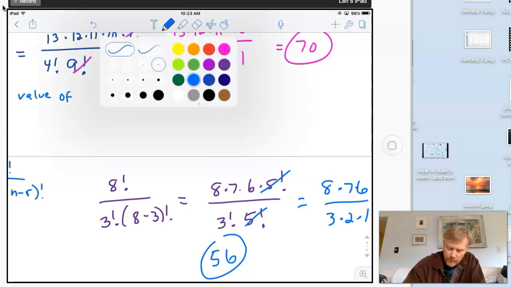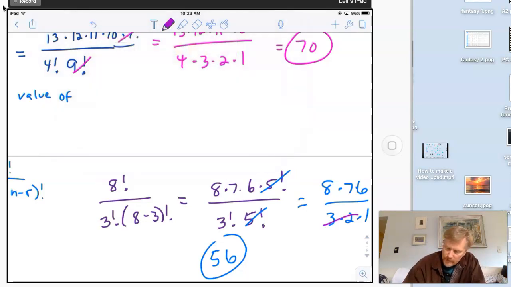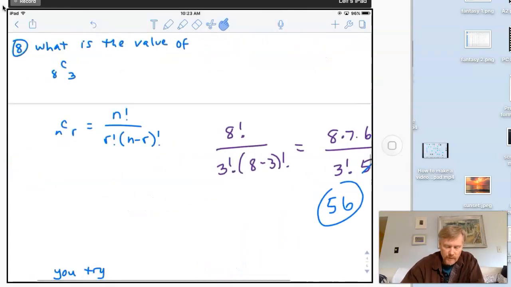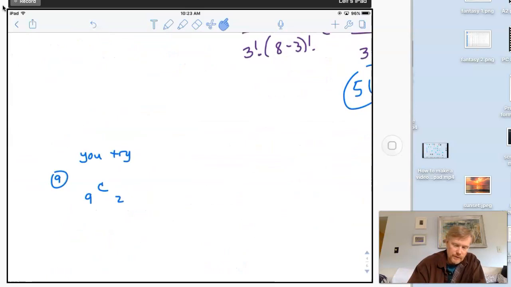Yeah, right, which makes perfect sense since 3 times 2 is 6. There's a 6. This one is 8 times 7. Okay, why don't you try? C92. Here's your formula again.